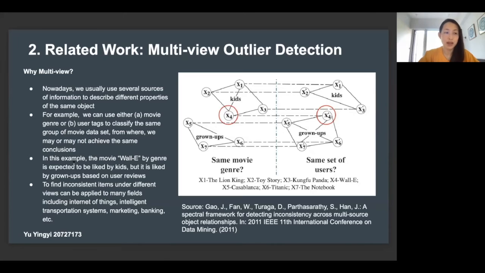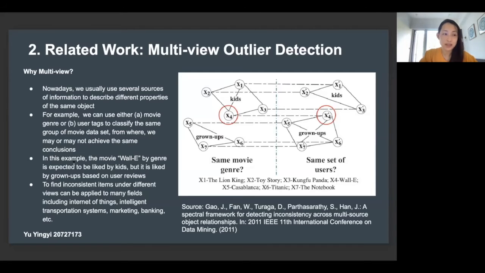Why do we need to apply our algorithms to multi-view? Firstly, nowadays, we use more sources of information to describe different properties of the same object. For example, we can use either A, movie genre, or B, user tags to classify the same group of movie data set, from where we may or may not achieve the same conclusions. In the example of the presentation, the movie Wall-E is expected to be liked by kids, but it is liked by grown-ups based on user reviews.